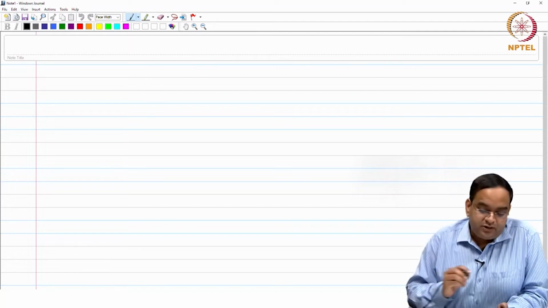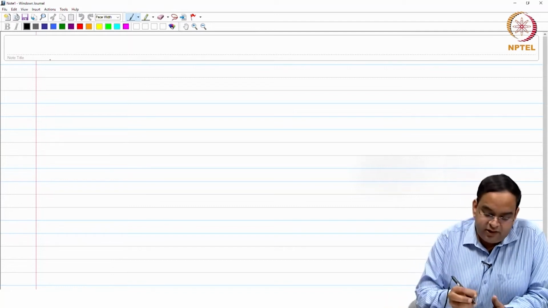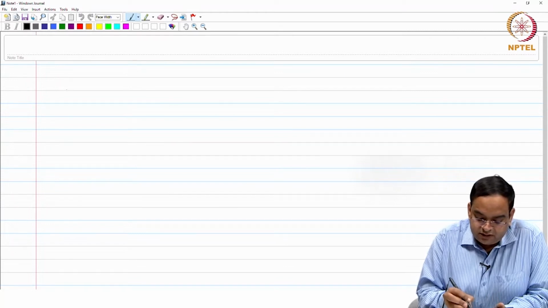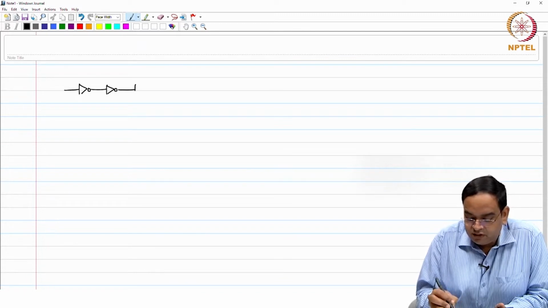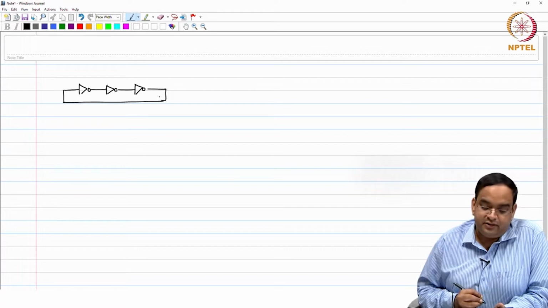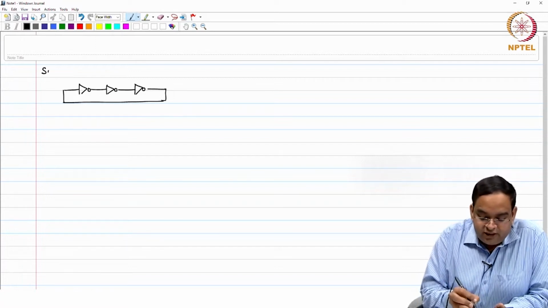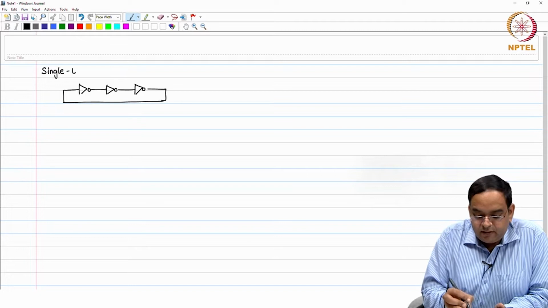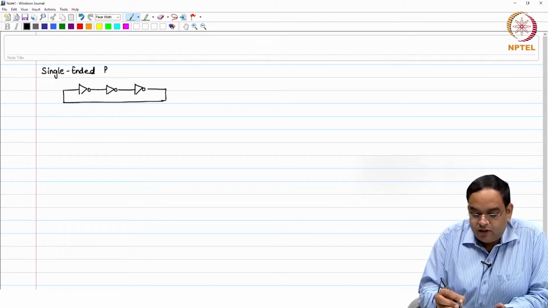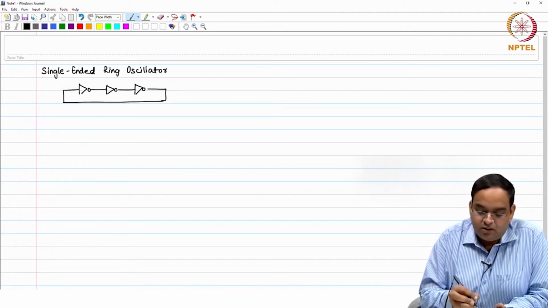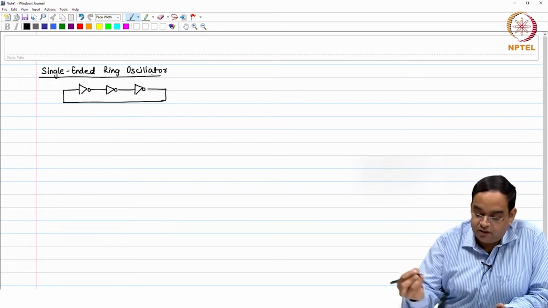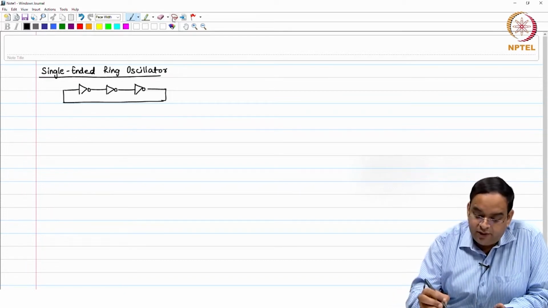Hello everyone, welcome to this session. In the previous sessions we have seen oscillators which were single ended, with an odd number of inverters connected in a chain in a ring like this. So, we can very well say this is a single ended ring oscillator. This is what we have seen, and we have been studying how to control their frequency, how to control their amplitude and so on.